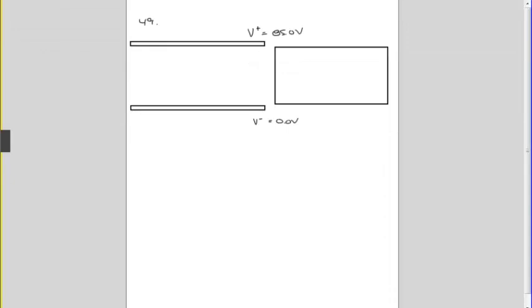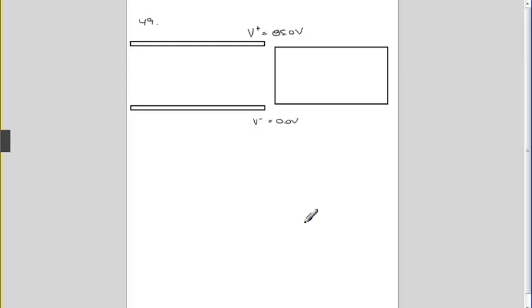This is problem 49, chapter 16. Let's just read the problem. It's on page 568. The voltage across an air-filled parallel plate capacitor is measured to be 85 volts. When a dielectric is inserted and completely fills the space between the plates, as in figure 16.24, the voltage drops to 25 volts. What is the dielectric constant of the inserted material?